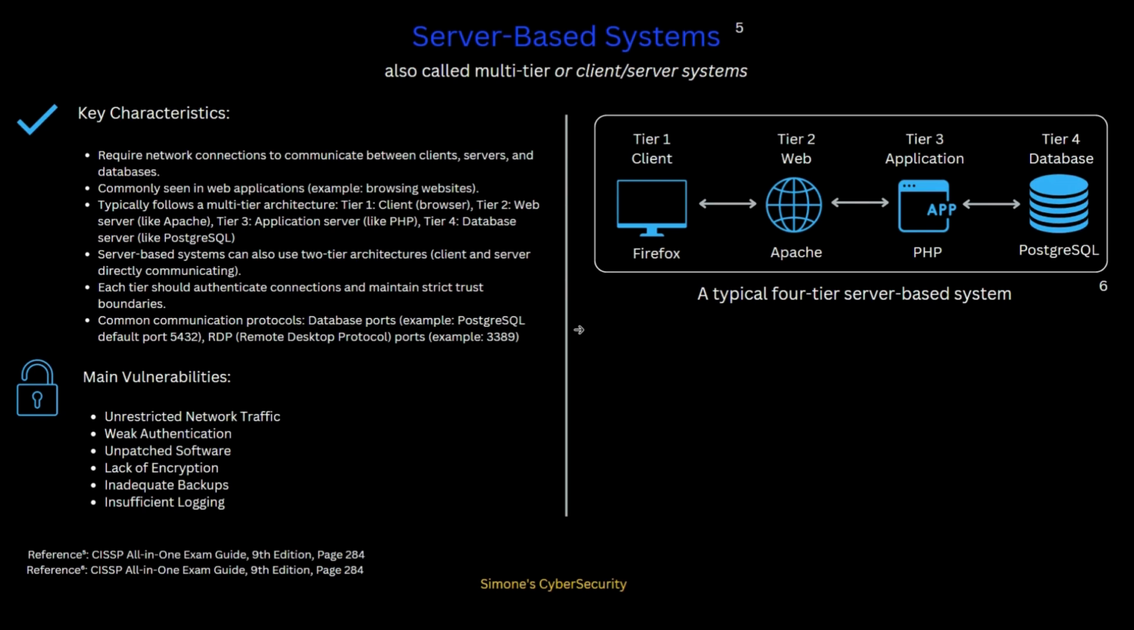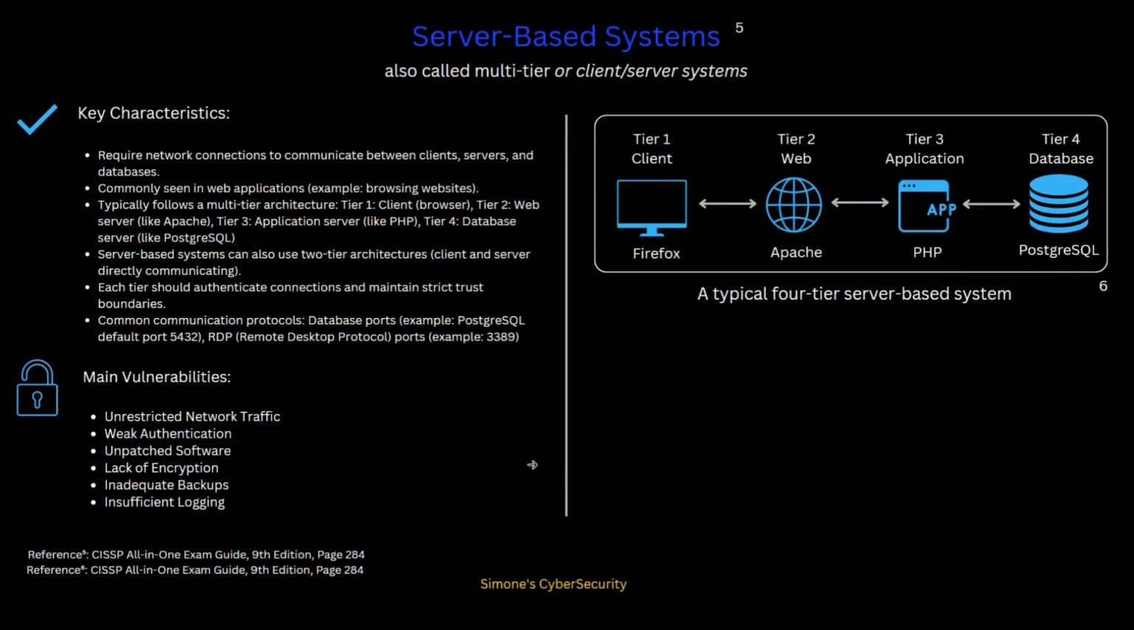From a security point of view, every tier should authenticate its connections and enforce strict boundaries, because if attackers can bypass authentication at one tier, they may pivot deeper into the system. And if we look at vulnerabilities, they are broader here than in client systems, because server-based system architectures often suffer from vulnerabilities such as unrestricted network traffic, weak authentication, unpatched software, lack of encryption, inadequate backups, and insufficient logging.